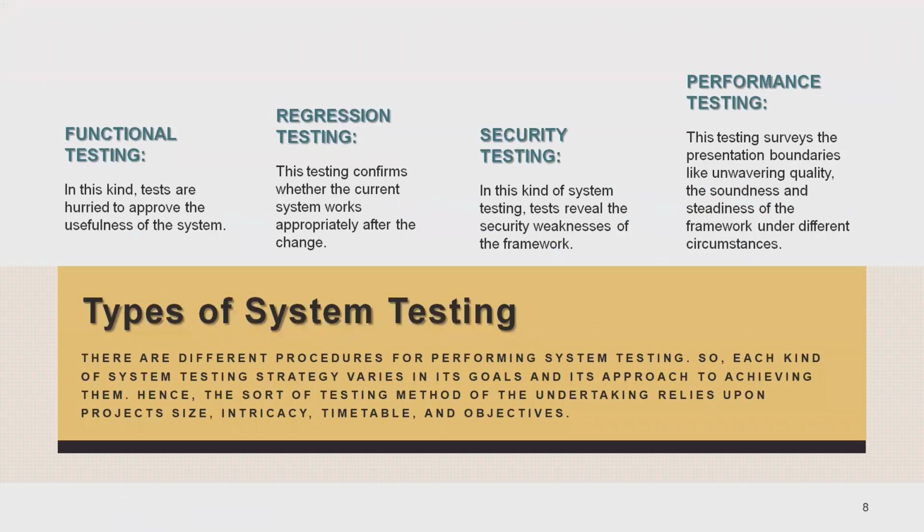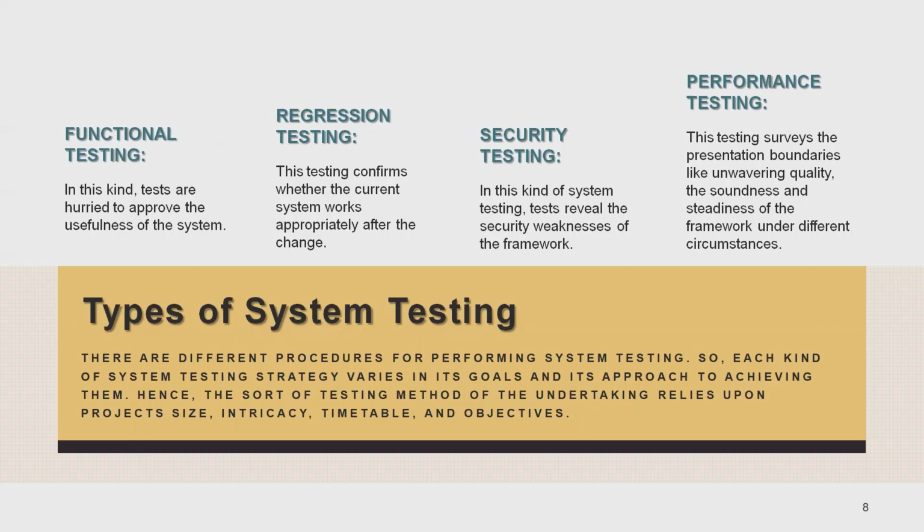Now, which types of system testing do we have? There are different procedures for performing system testing. Each kind of system testing strategy varies in its goal and its approach to achieving it. Hence, the sort of testing method of the undertaking relies upon project size, intricacy, timetable, and objectives.